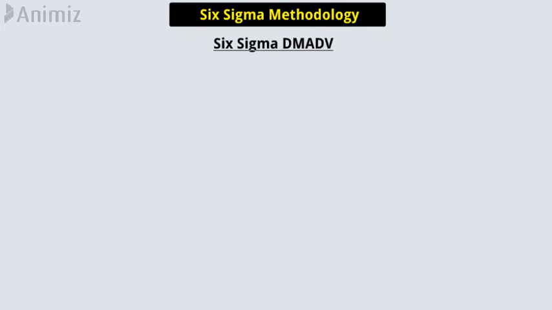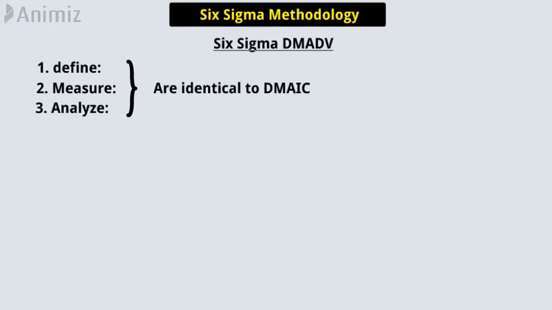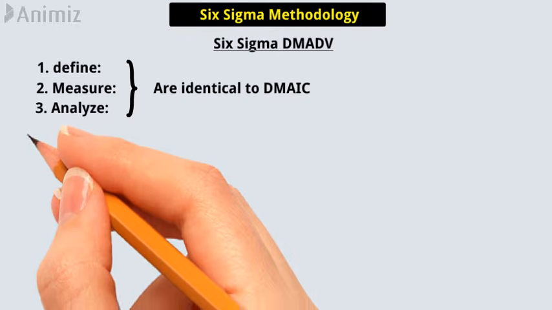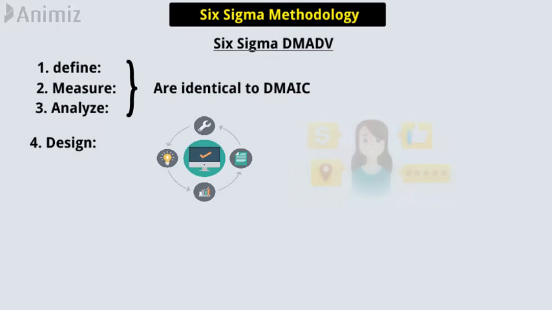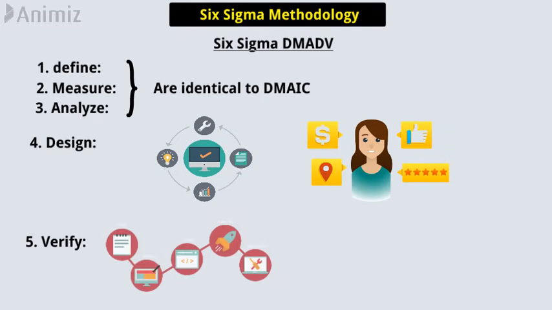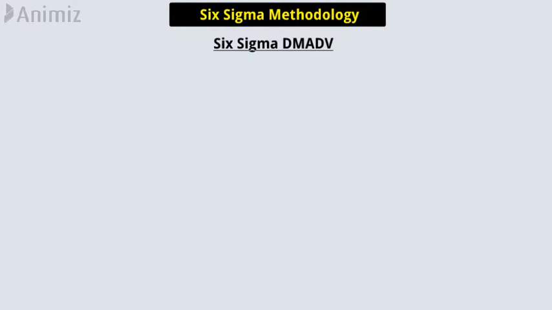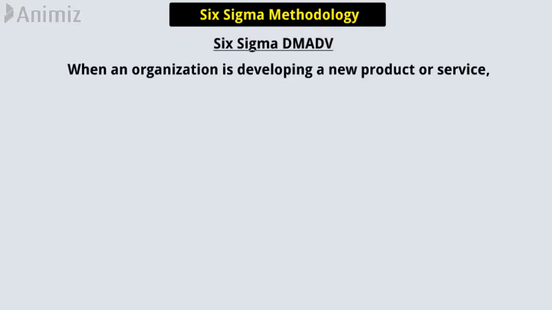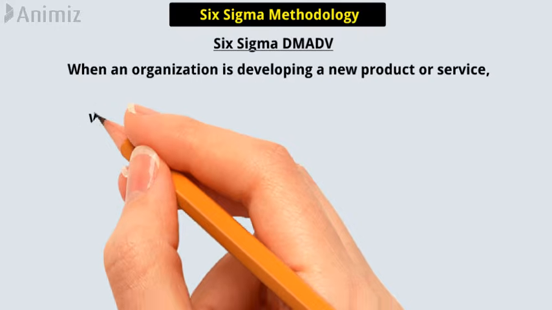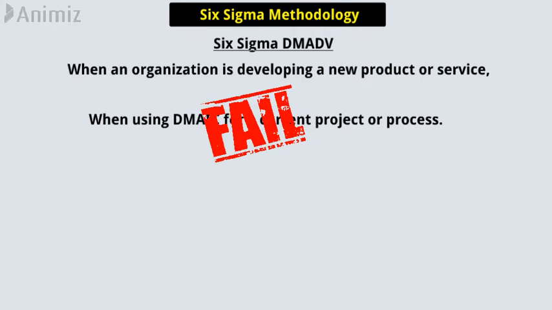The first 3 steps, define, measure, and analyze, are identical to DMAIC. Number 4 is design, create a process that meets customer needs and expectations. 5. Verify, ensure the process designed meets customer needs and performs adequately. The DMADV methodology should be used when an organization is developing a new product or service, or when using DMAIC for a current project or process fails.